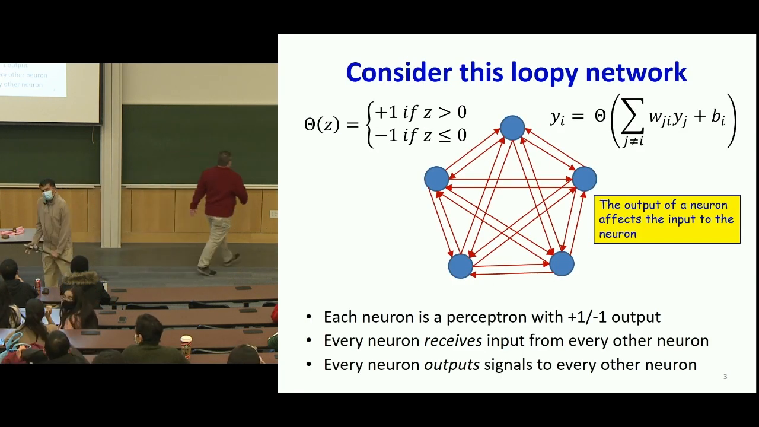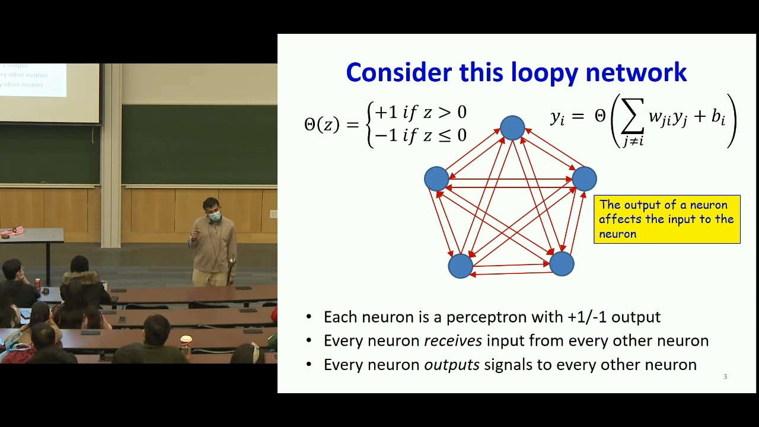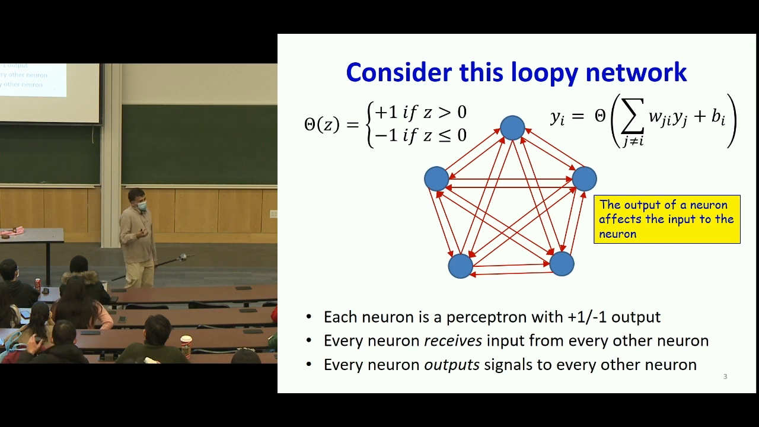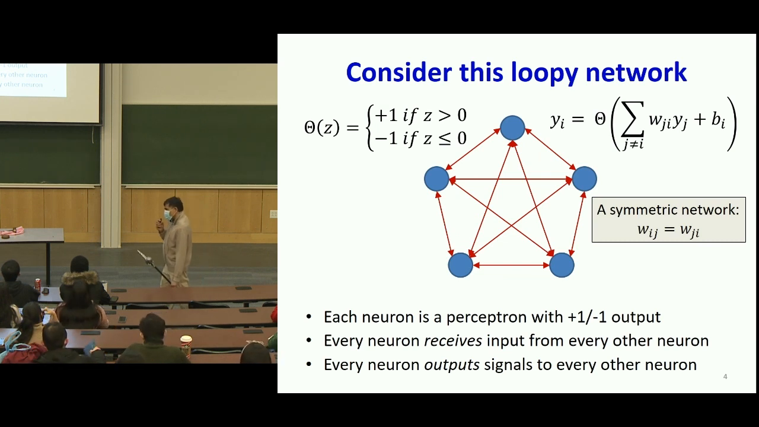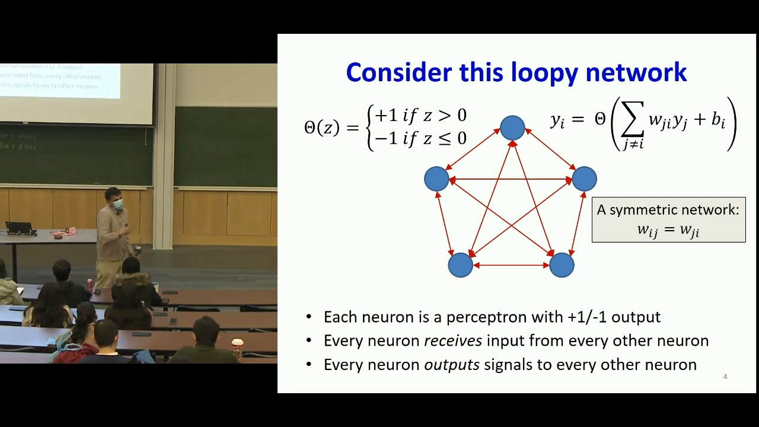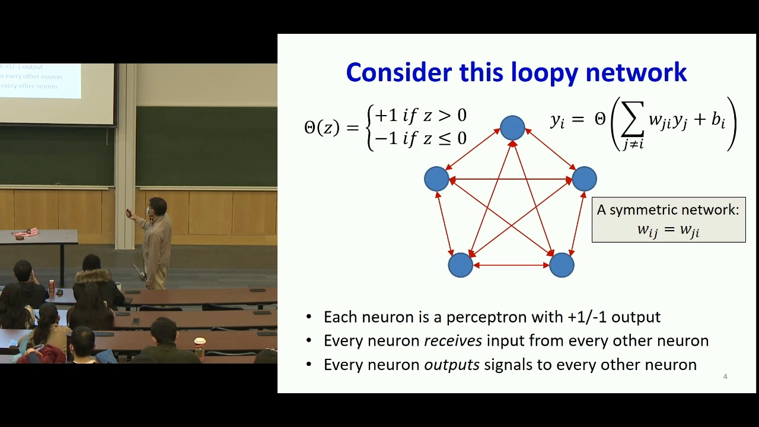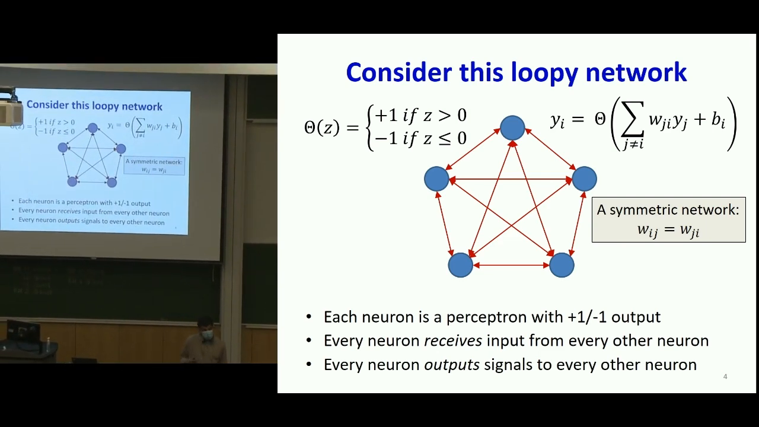So. Consider this network, right? We have five neurons. Each neuron has connections coming from all the remaining four neurons. Every neuron is connecting out to all remaining four neurons. And we will consider threshold activation. So if the weighted sum of all of the inputs plus the bias, if you're considering a bias, exceeds a threshold, the neuron will fire, otherwise it will not, right? And to simplify matters, I'm going to assume that the weights are symmetric. So because this is a looping network, you can actually imagine symmetric connections, right? So the weight from neuron A to neuron B is the same as the weight from neuron B to neuron A. And now each neuron is just a threshold activation perceptron. It receives input from every other neuron and outputs signals to every other neuron.